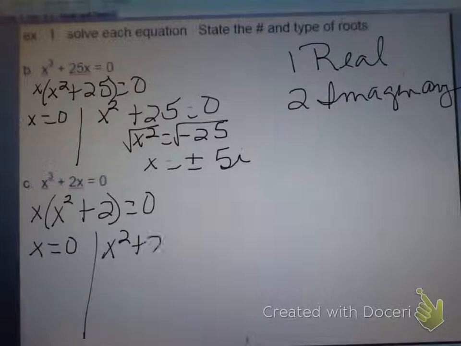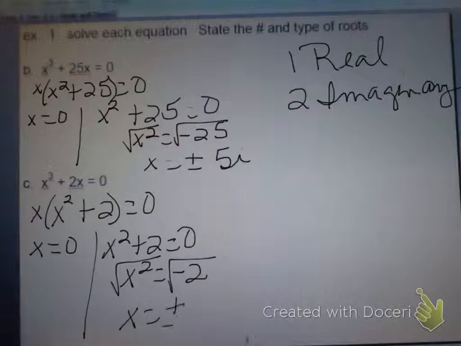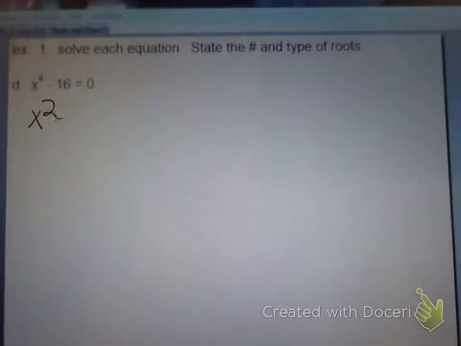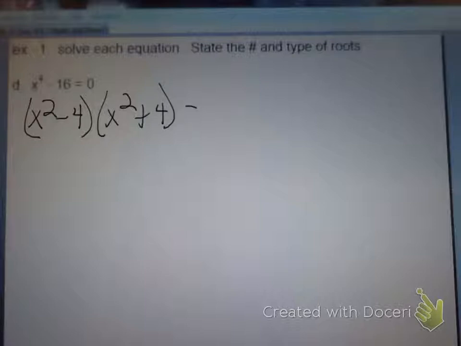If we take the square root property of this problem, we get x is equal to plus or minus i square root of 2. And that gives us one real and two imaginary solutions. Next, x to the fourth minus 16, that is a difference of two perfect squares. You treat an x to the fourth just like it was x to the second. So your two binomials are x squared plus 4 and x squared minus 4.